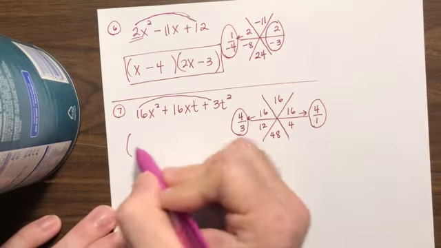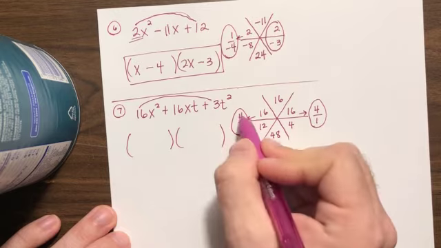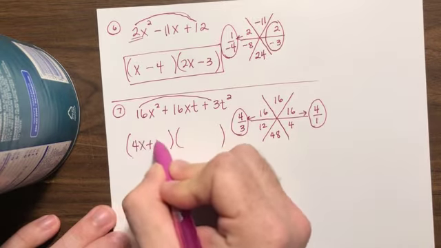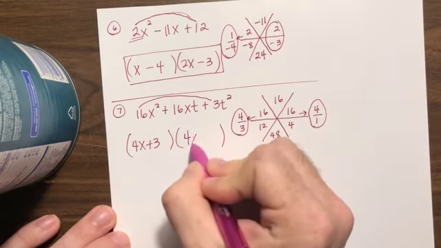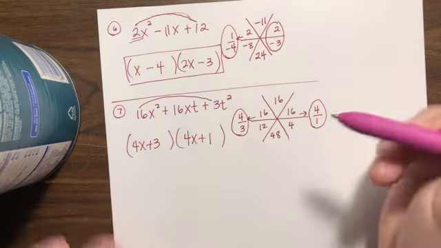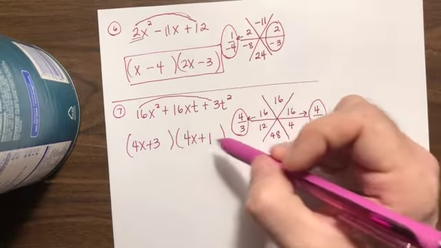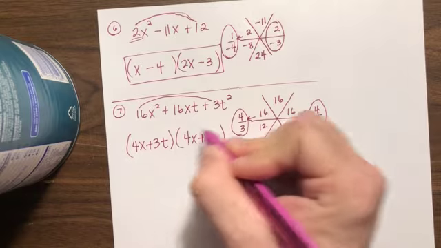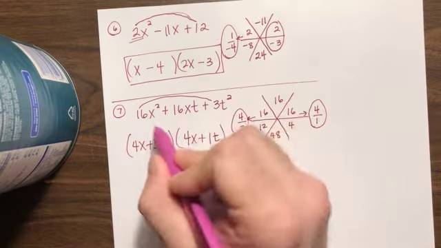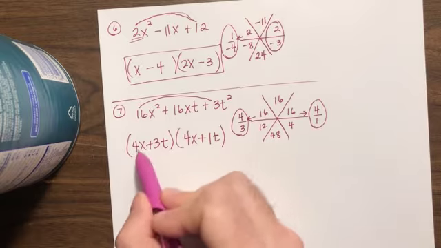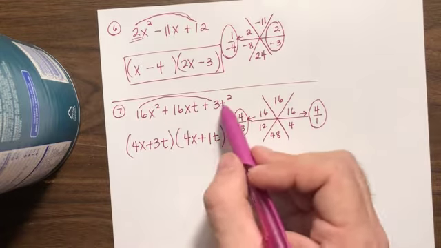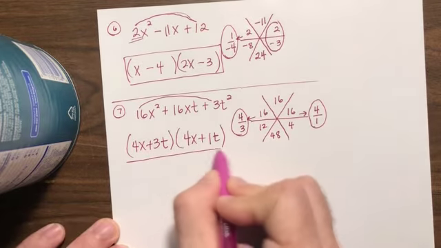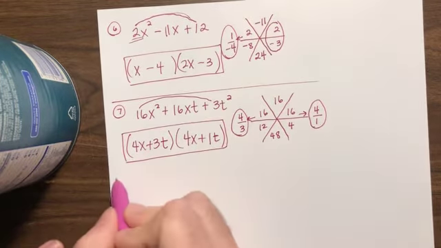So that means that my answers are going to be 4x plus 3, 4x plus 1. So this number and this number have a letter that goes with it because we started off with 2 letters like this. So the first number always goes with the first letter, and the second number always goes with the second letter, if that helps. There you go.